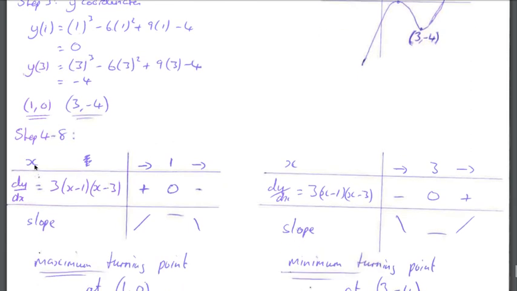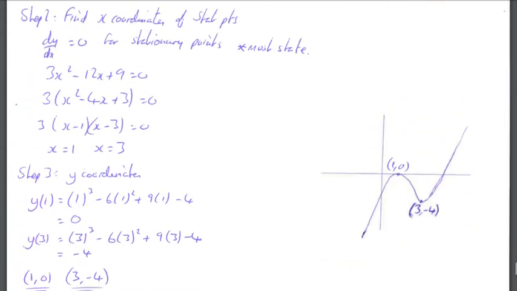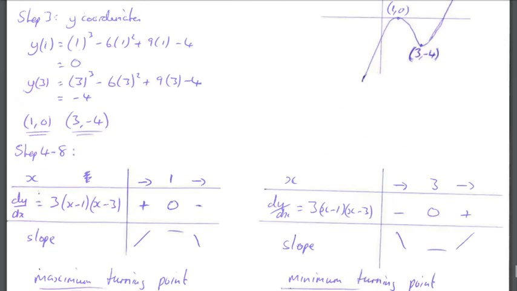So the nature table, the new bit. Every time we have the x coordinates, we need two separate nature tables for this. The SQA insists on that. So my x values go along the top, so I've got a turning point at x equals 1, a turning point at x equals 3. For dy/dx, I always write it in factorized form. Some teachers would just write down 3x squared minus 12x plus 9, which is absolutely okay. I'm not saying that you shouldn't do that.